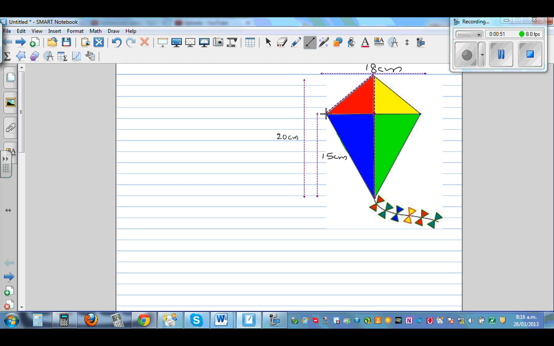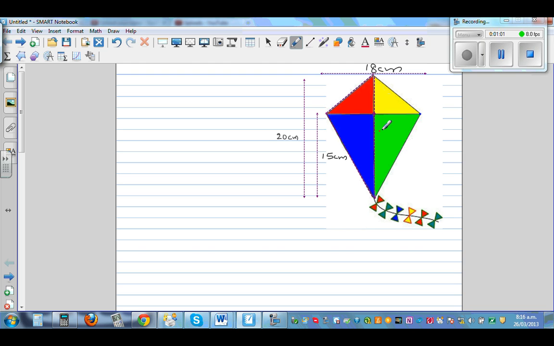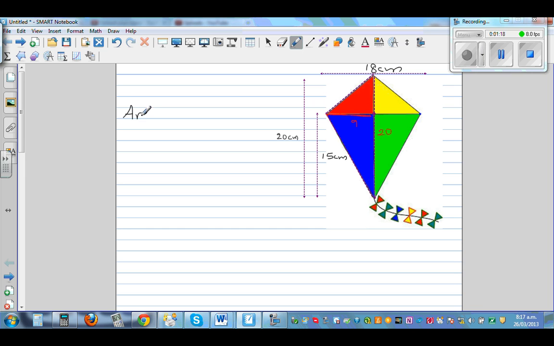So what's the base of that triangle? Well, the base is 20. And what's the height? The horizontal distance is 18, so this has to be 9. Okay, so let me write the area of which triangle? The red and the blue triangle. So red plus blue would be half base times height, or base times height divided by 2.